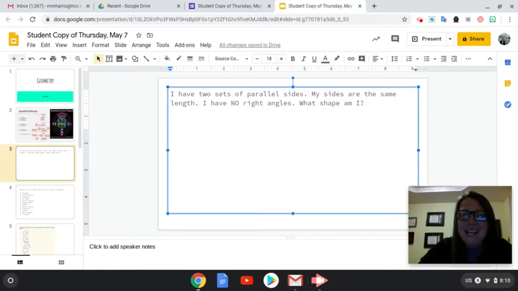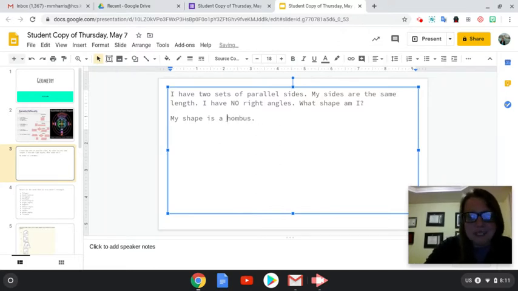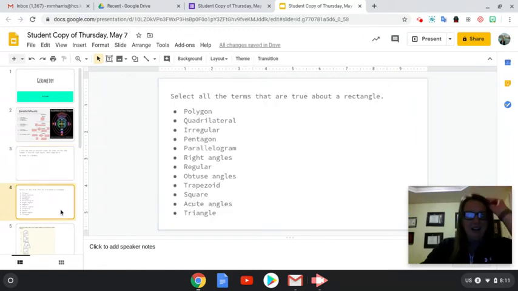But it says it has no right angles. So what is the only one of those that doesn't have to have right angles, because a square has to have? Great. My shape is a rhombus. Now, we don't have to capitalize rhombus because it's not a proper noun.